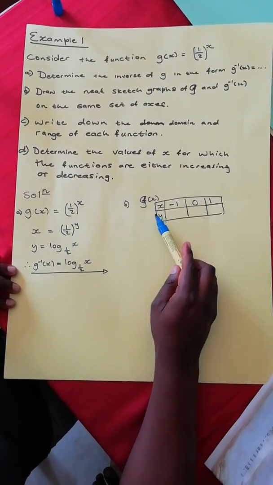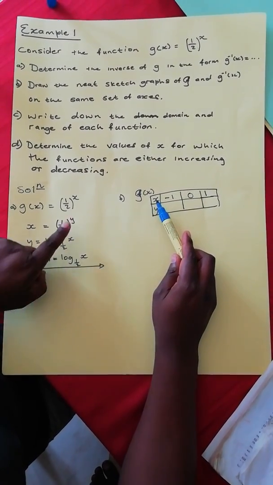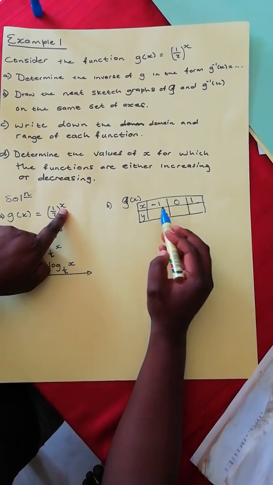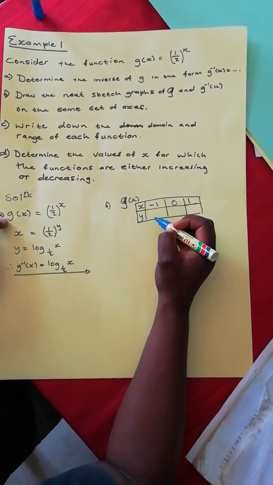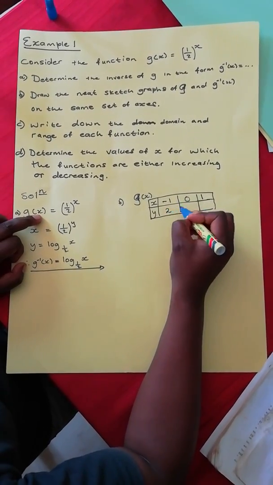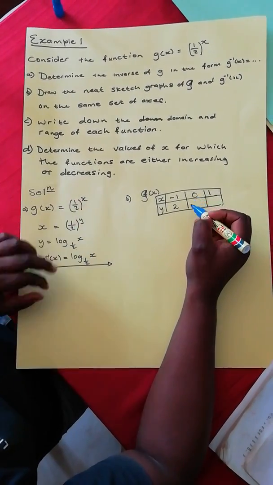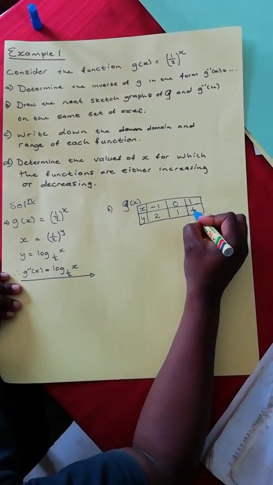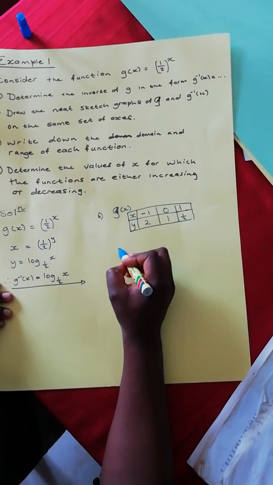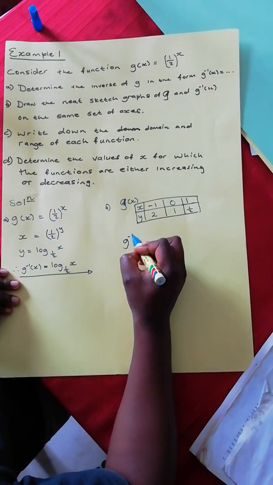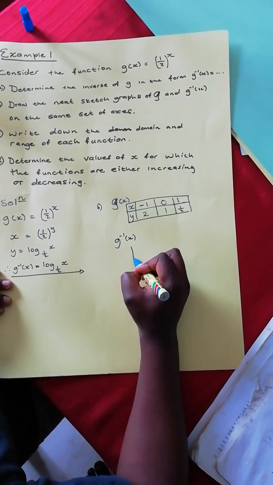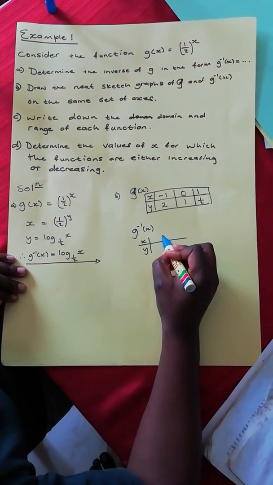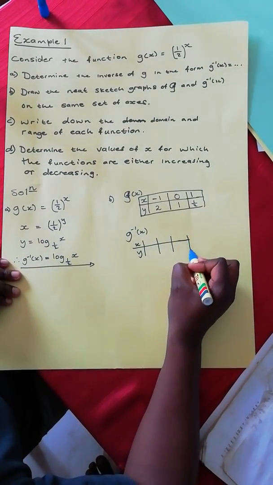So let's see, if x equals -1, we substitute it there, what do we get? If x equals -1, we get g of -1 equal to 2. If x equals 0, we get 1. If x equals 1, we get 1 over 2. Then afterwards we check the inverse there, g inverse of x. So there too you have x, you have y. So 1 2 3, you have 1 2 3.